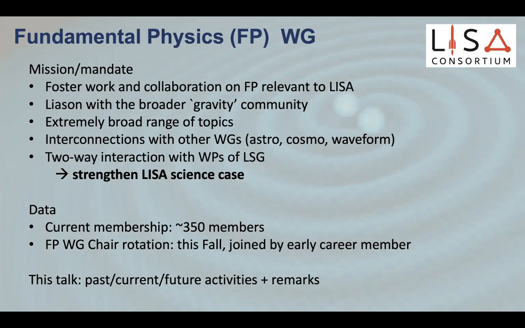Yes, well, of course, there's a broad range of topics. I'll come to that. There are all sorts of interconnections with the other working groups. I've mentioned that. And the bottom line really is to strengthen the LISA science case. There are about 350, 400 members right now. There's a rotation of the chairs coming up. And I'm going to give you a short flavor of a few of our activities and what's coming up.